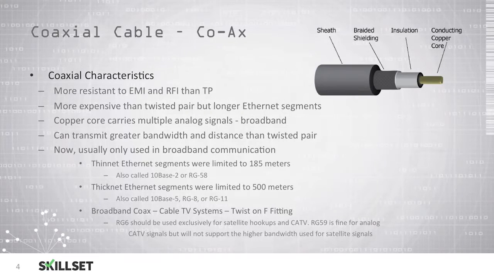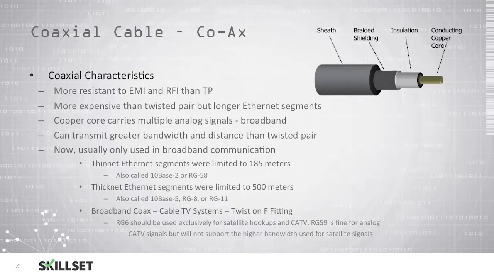Thin-net Ethernet, also known as 10-base-2 or RG58, had a limitation of 185 meters per run. Thick-net Ethernet segments were limited to 500 meters, and these were known as 10-base-5, RG8, or RG11. And broadband coax is used generally by cable TV systems and uses a twist-on F fitting. RG6 is used exclusively for satellite hookups and cable TV.